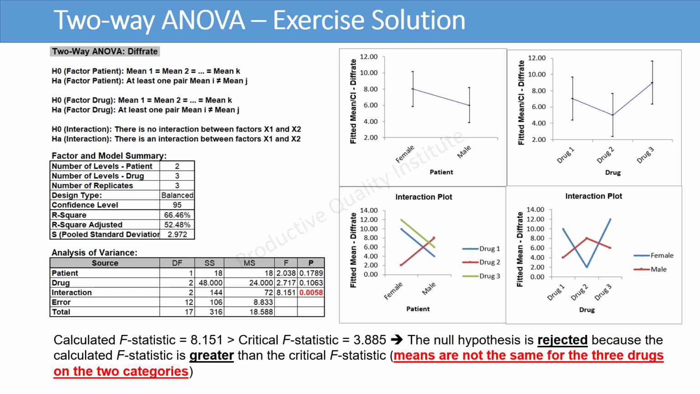The calculated F statistic is equal to 8.151, which is greater than the critical F statistic, which is equal to 3.885. The null hypothesis is rejected because the calculated F statistic is greater than the critical F statistic. Means are not the same for the three drugs on the two categories.